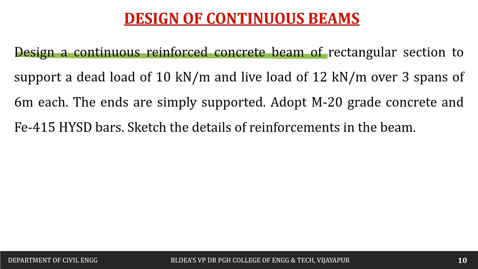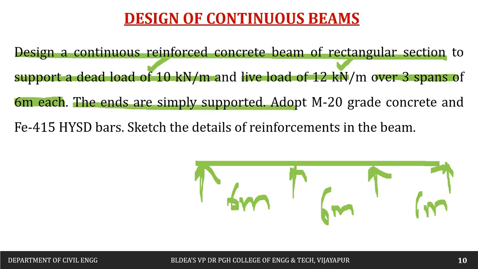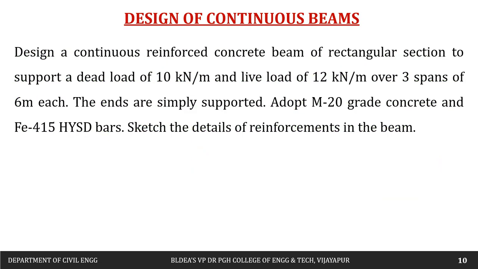Design a continuous reinforced beam of rectangular section which is supporting a dead load of 10 kN/m and a live load of 12 kN/m over 3 spans of 6 meters each. We have 3 spans: one span, two span, and this is the third span, 6 meters each. The ends are simply supported. Adopt M20 grade of concrete and Fe415 steel and sketch the details of the reinforcement.